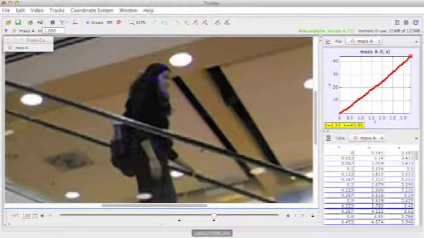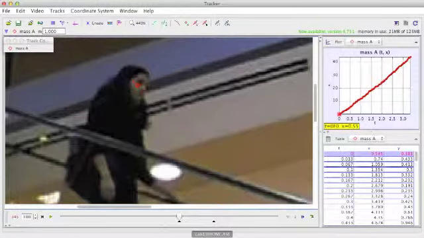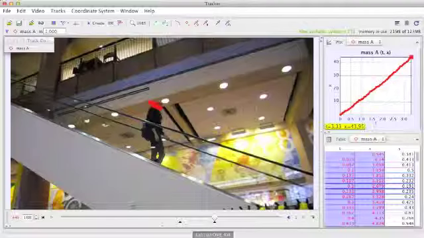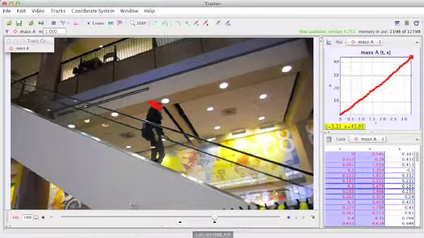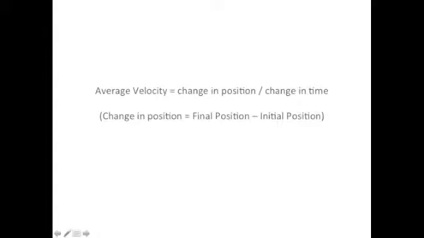I went through every frame within my clip and marked the average position of my friend's head as she moved down the escalator. All of these positions would help me predict the motion of my friend, to help me calculate the average velocity. The formula for average velocity is the change of position over the change of time, final position minus initial over the change in time.